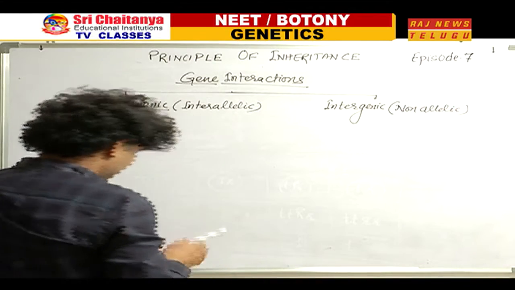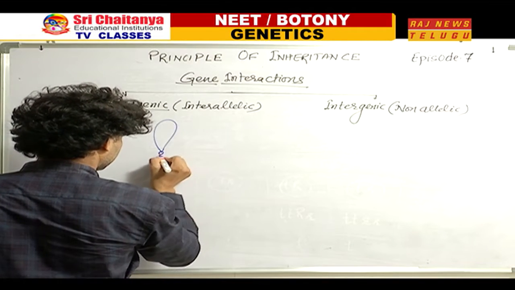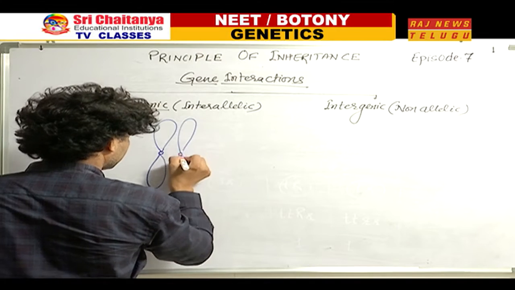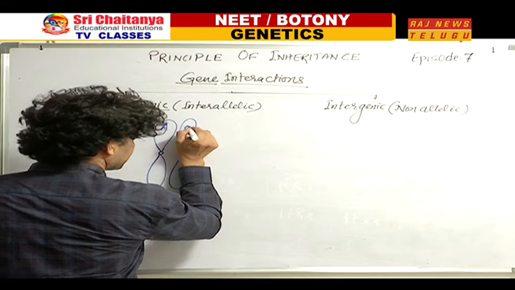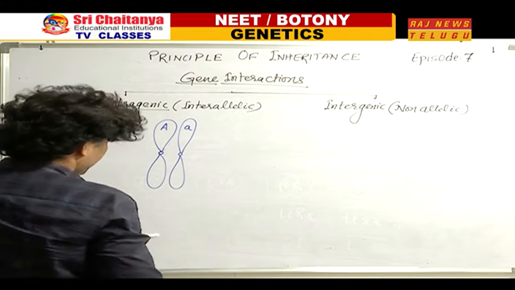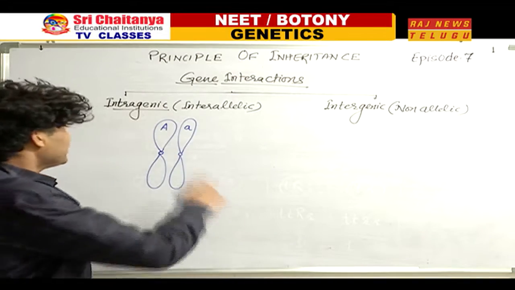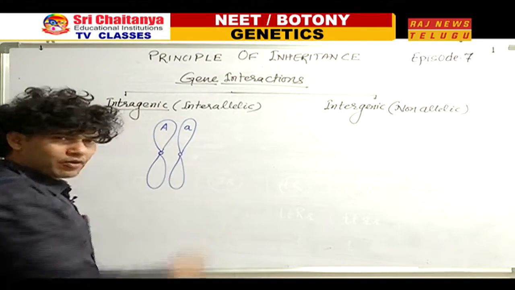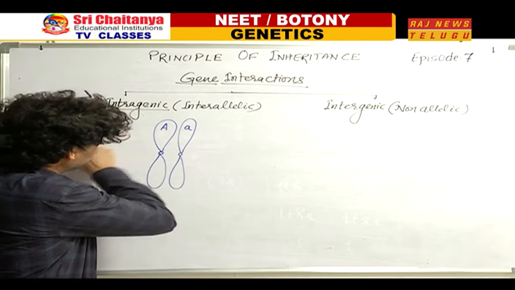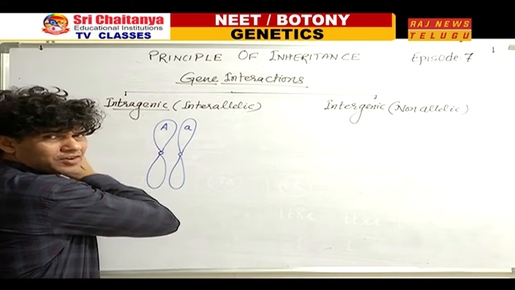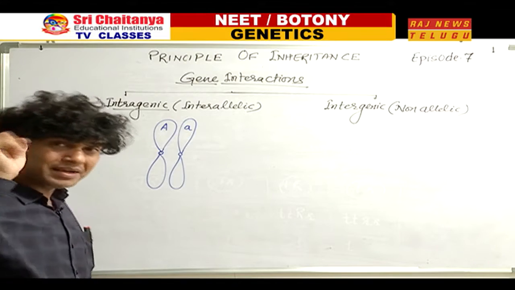With the help of a diagram, I can easily explain it. Suppose on this locus there is a capital A and there is a small a. If you remember, I taught you that in the case of Mendelian genetics, in this pair of alleles, the character is governed by only capital A. Presence of capital A means dominant phenotype. Absence of capital A means recessive phenotype. That was the Mendelian genetics.